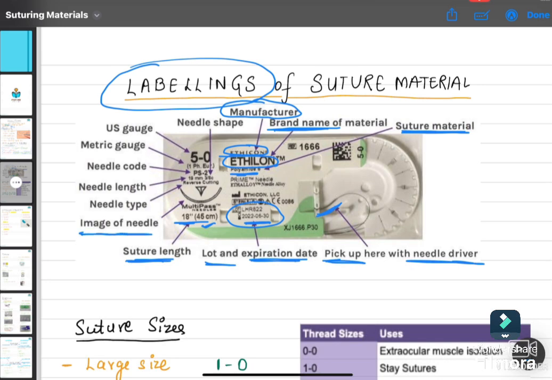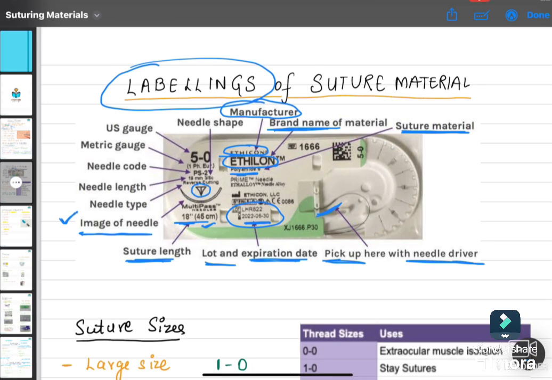In the last video, we have discussed different types of needles. If you haven't watched that video, it is pinned in the comments. You can go on the I button and watch that video to get basics about the suturing needles.